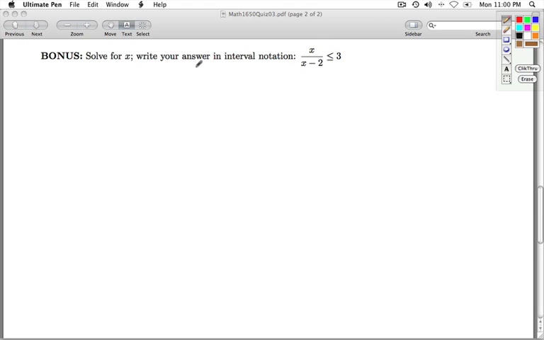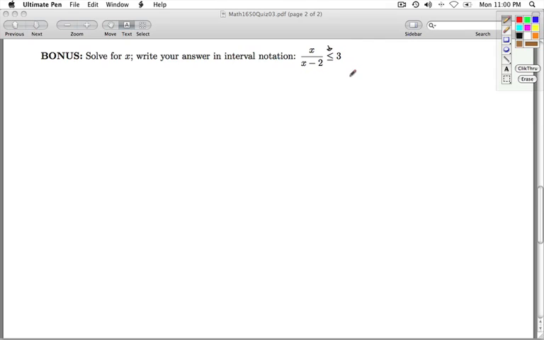We're asked to solve for x, or answer in interval notation. We have a nonlinear inequality. What most students do, and I warn against it, but it happens anyway, is they want to multiply both sides of the inequality by x minus 2. And the trouble is, we don't know where the x has been. So x minus 2, maybe it's positive, maybe it's negative.